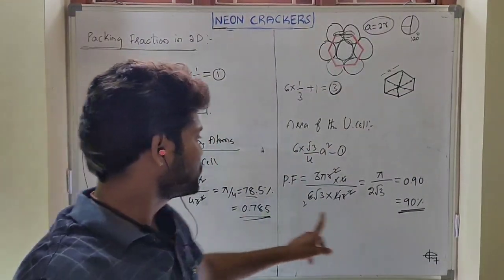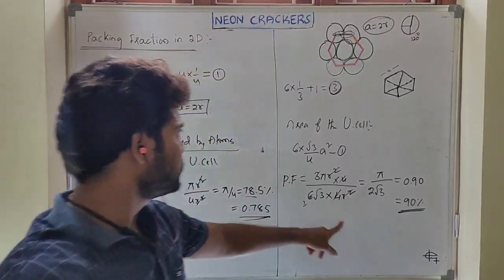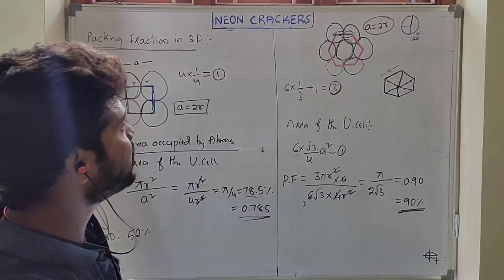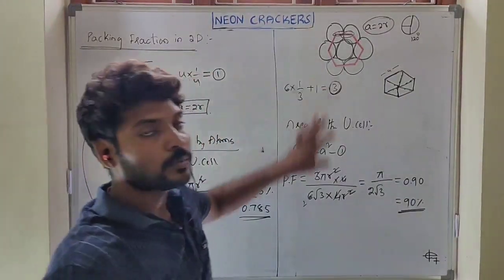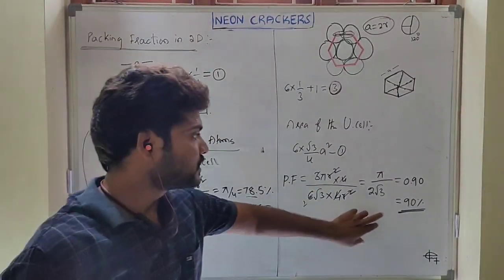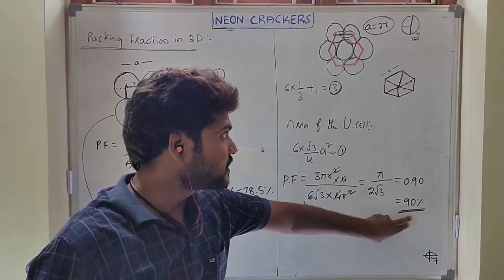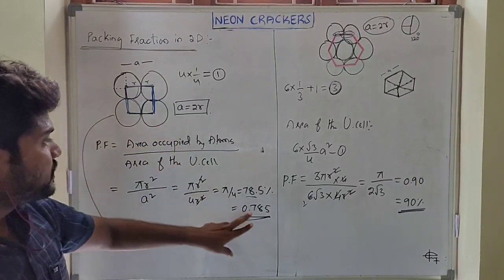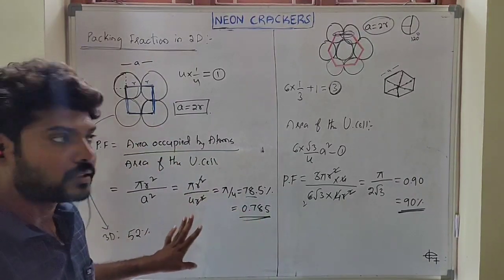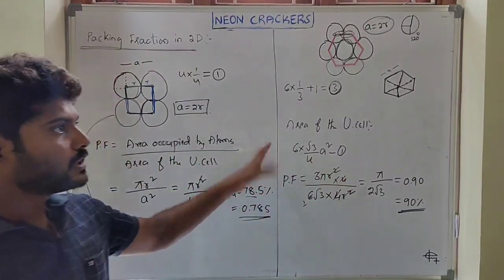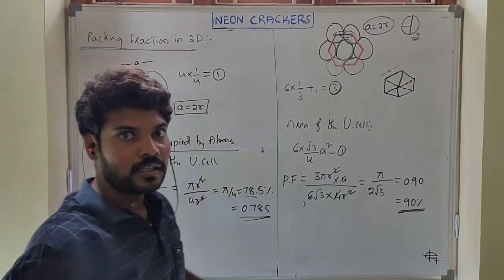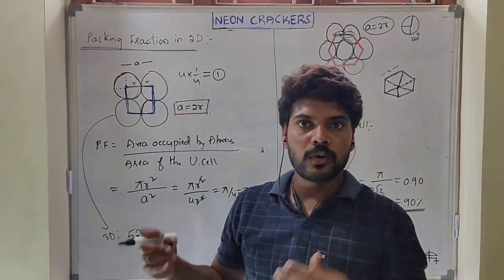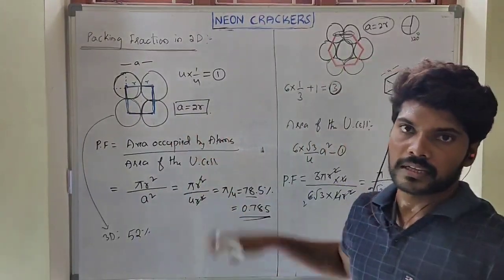So between these 2D geometries, the square unit cell or the hexagonal unit cell, which is the most stable? This is the most stable, because we get 90% packing fraction, whereas here we get only 78%. Like this we have to find for whatever structure is given. If it is 2D, area of the atoms; if it is 3D, volume of the atoms upon volume of the unit cell. So we have to do this calculation.